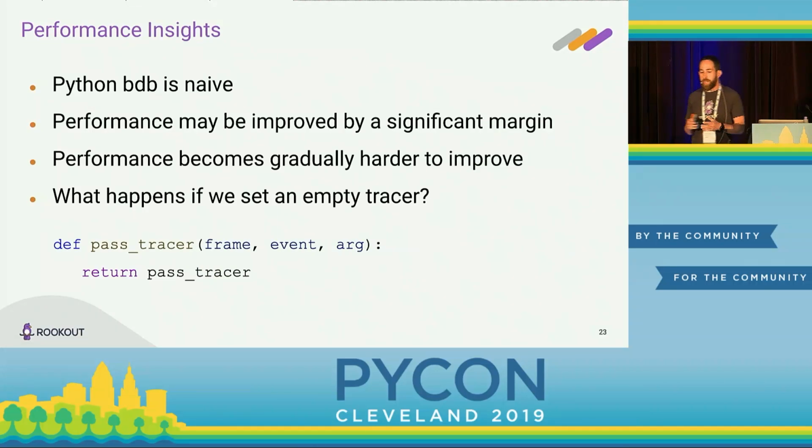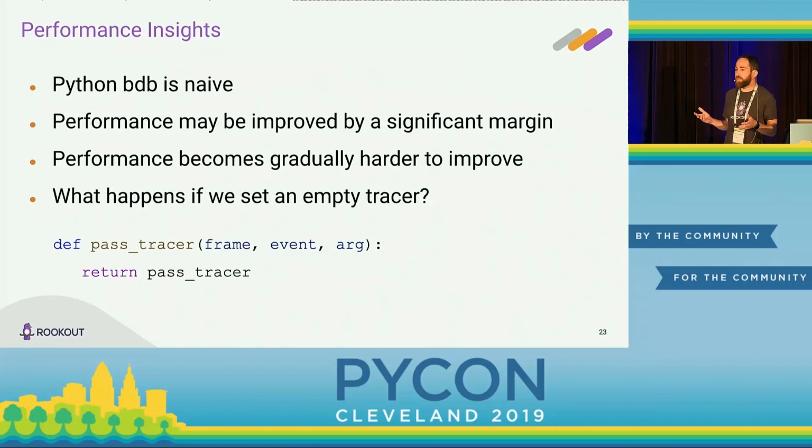So it's quite clear that Python BDB is very naive. It was never optimized for speed, and we can improve it by a lot. But the more we improve it, the harder it gets to keep improving it. The harder it gets to make it even faster. And we're pretty far from where we want to be right now.